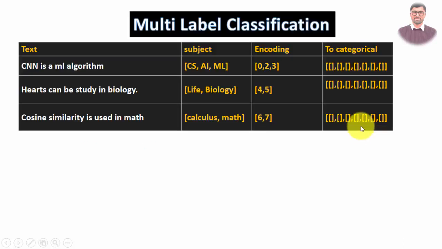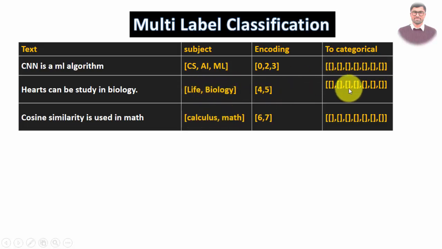Now what you will do for this entire class, within which we have 3 labels, is create an entire list. Within this list you will have 7 inner lists. Why? Because we have 7 unique labels. The first list will be 1 0 0 0. The first three entries will be on, and the other 4 will be off, because the other 4 belong to life, biology, calculus and math.